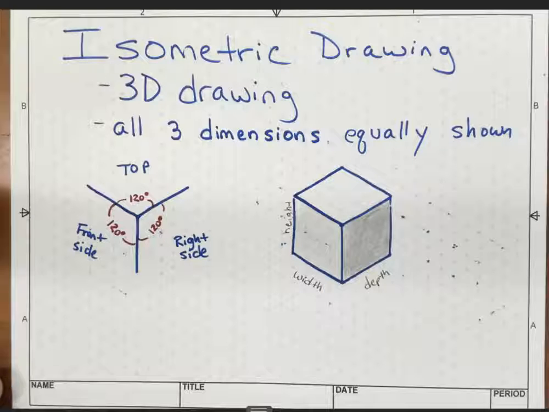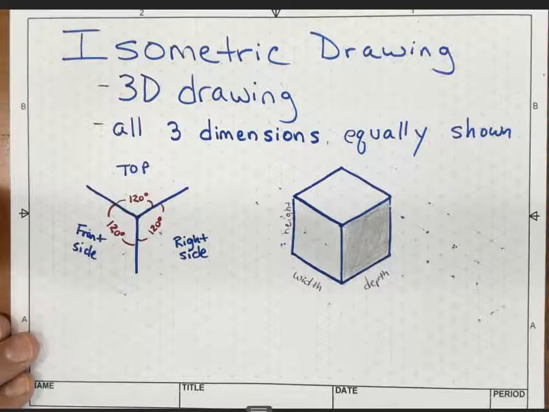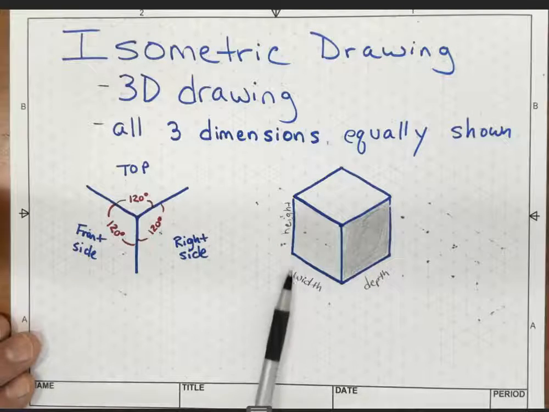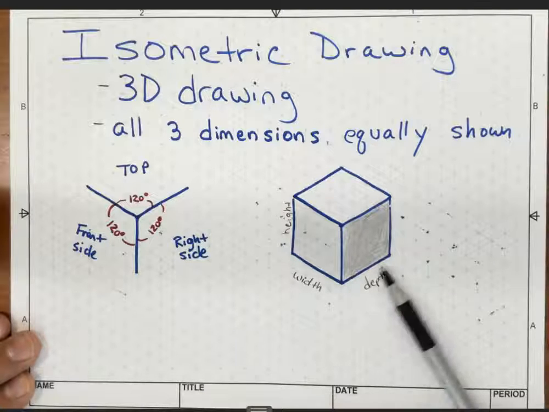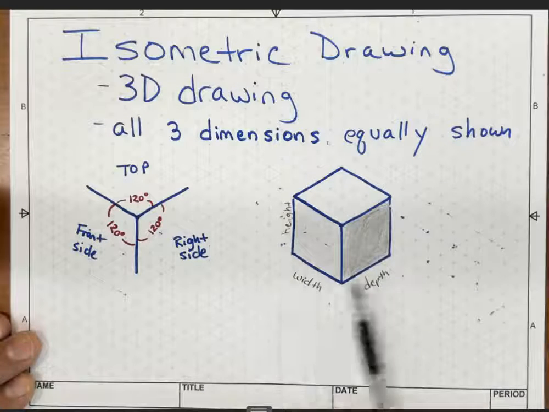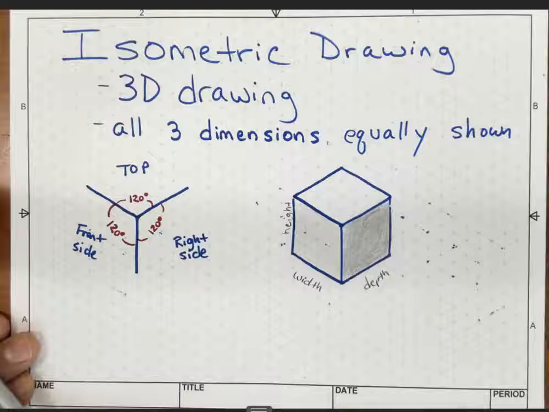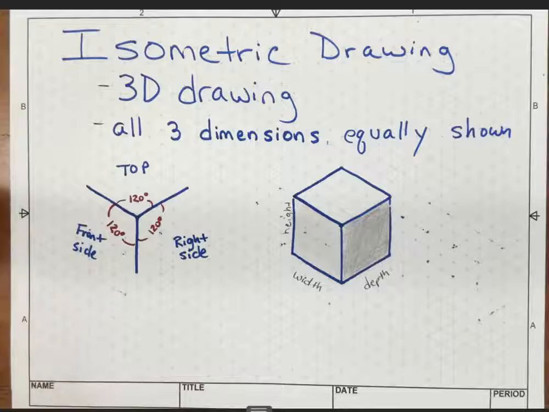Hey, we're going to talk about a new drawing type called an isometric drawing. This is a drawing type for 3D drawings to show 3D of an object. So that means we're going to show width and height and also depth. So you'll be able to see all three dimensions. Also, it's a drawing type so that you can see all three of those dimensions equally. And what do I mean by that?